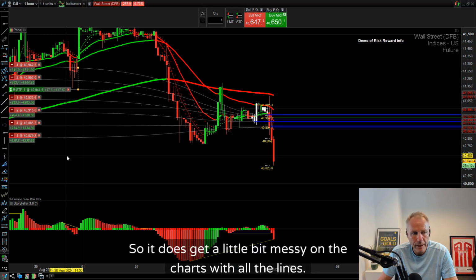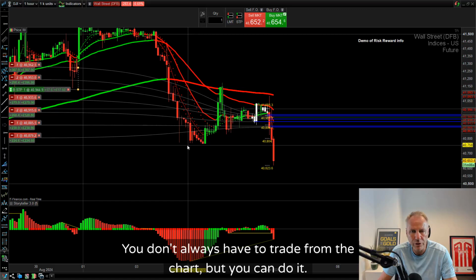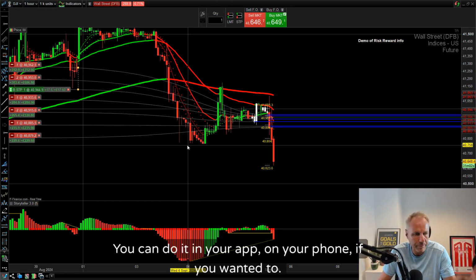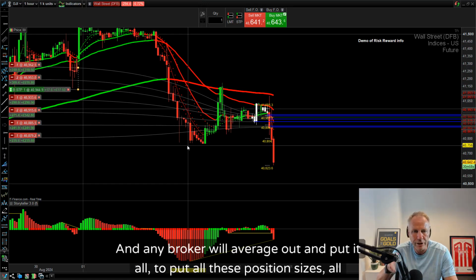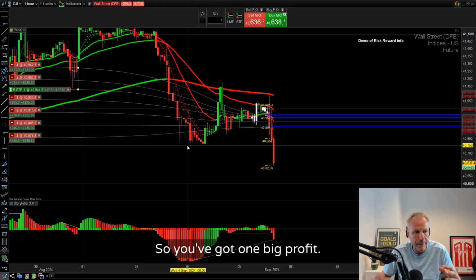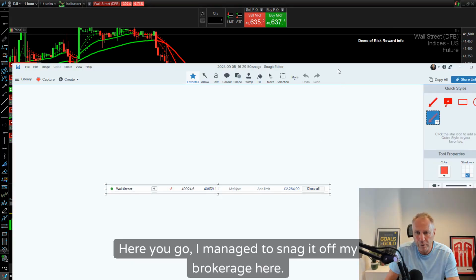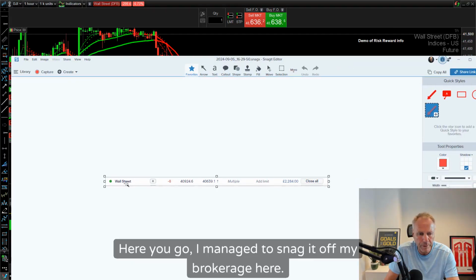Okay, so it does get a little bit messy on the charts with all the lines. You don't always have to trade from the chart, but you can do it in your app on your phone if you wanted to, and any broker will average out and put all these individual positions together. So you've got one big profit. And in fact, let's have a little look at that. Here you go. I managed to snag it off my brokerage here.